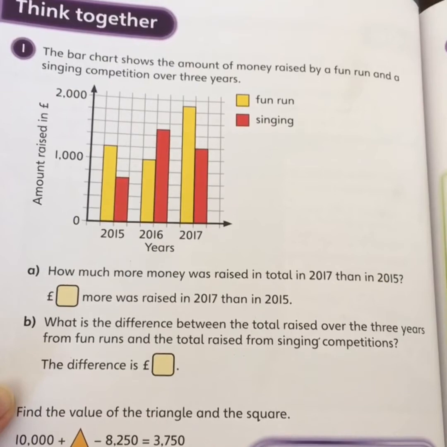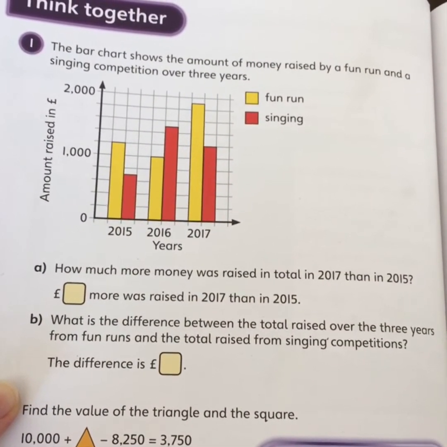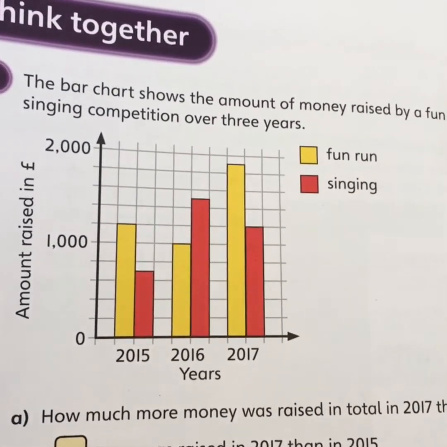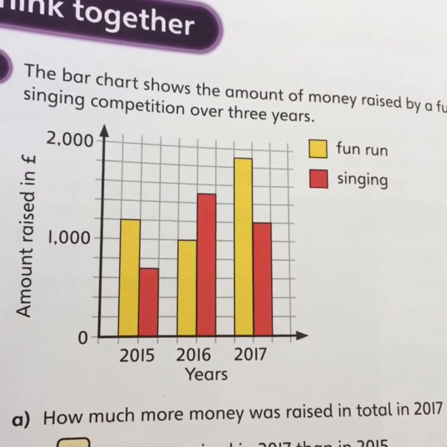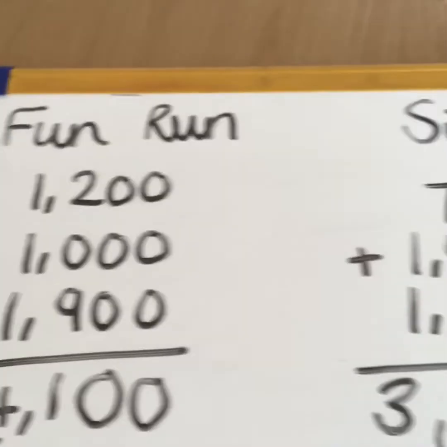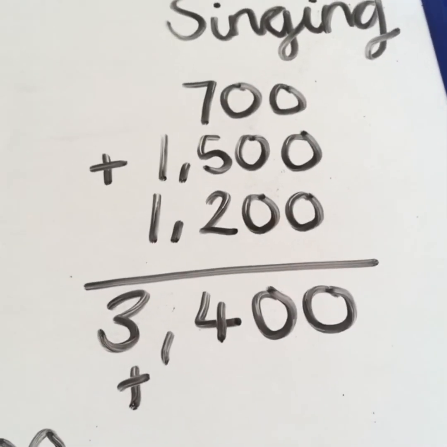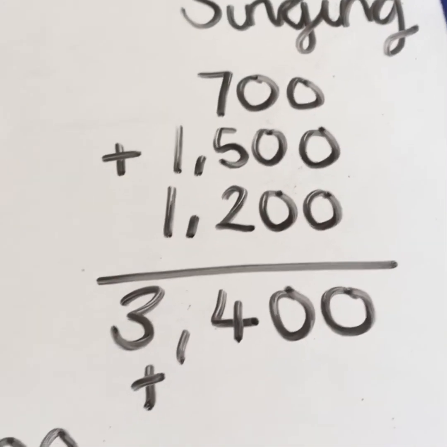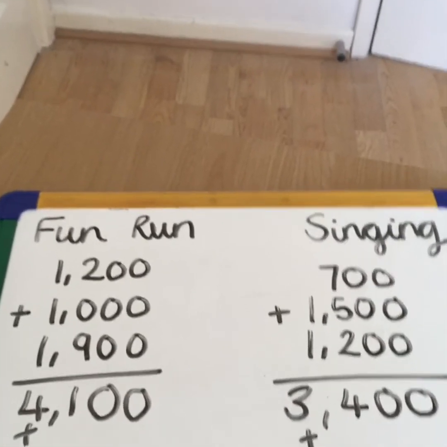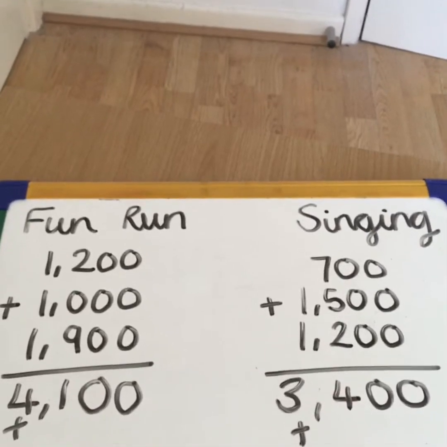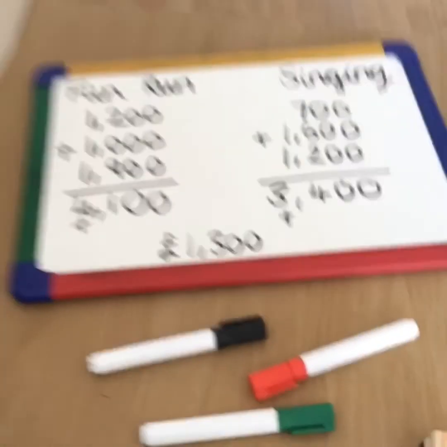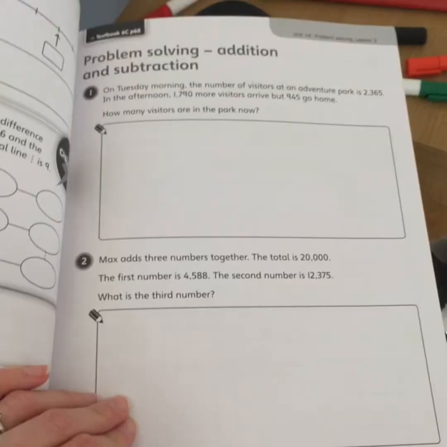B is then asking me about the total raised over all 3 years from fun runs compared to singing competitions. So, fun runs would be £1,200, as £1,000 add £1,900, which would be £4,100. Singing would be 700 add 1,500, 1,200, which would be 3,400. So then I can look at those two numbers, and I did this mentally because I could do this in my head. The difference, so take them away, would be £1,300. So the fun run raised £1,300 more than the singing competition.